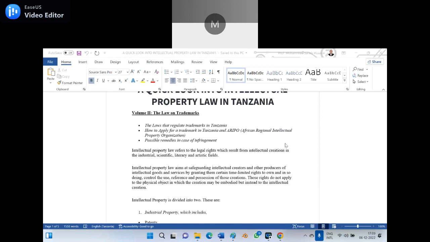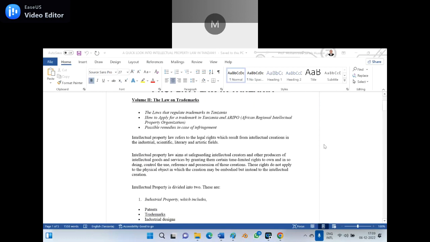Now if you go further, let us see that intellectual property law refers to the legal rights which result from intellectual creations in the industrial, scientific, literary, and artistic fields. Intellectual property aims at safeguarding the intellectual creators and other producers of intellectual goods and services by granting them certain time-limited rights to own, and in so doing control the use, reference, and disposition of those creations. Those rights don't apply to the physical object in which the creation may be embodied, but instead to the intellectual creations.